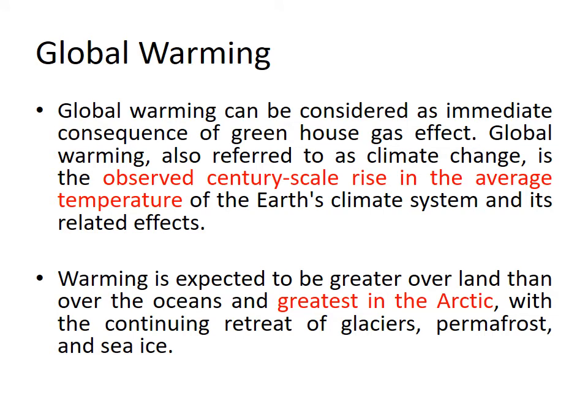Global warming. Global warming can be considered an immediate consequence of the greenhouse gas effect. Global warming is also referred to as climate change and is the observed century-scale rise in the average temperature of Earth's climate system and the related effects. Warming is greatest in the Arctic with the retreat of glaciers, permafrost, and sea ice. And warming is expected to be greater over land than over the oceans.